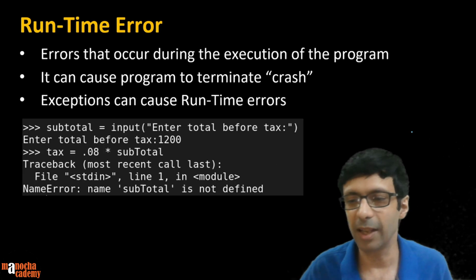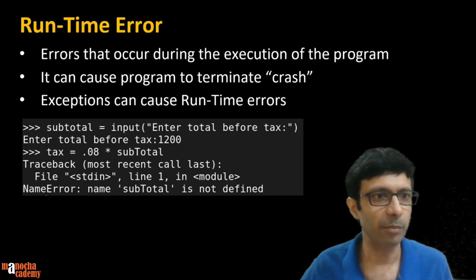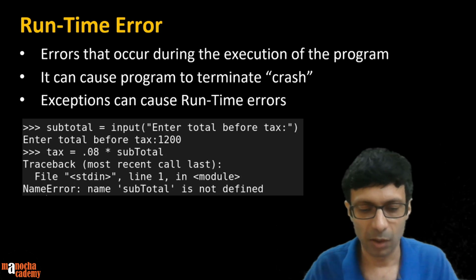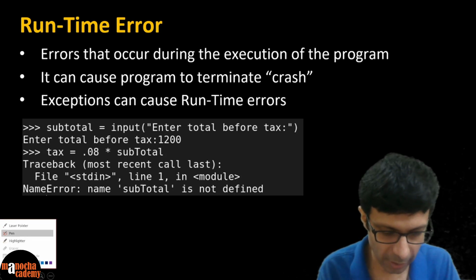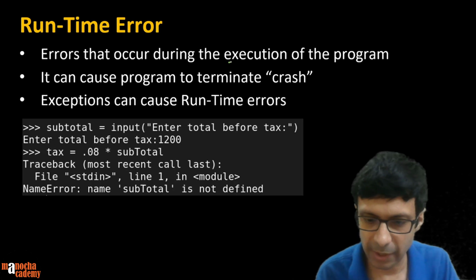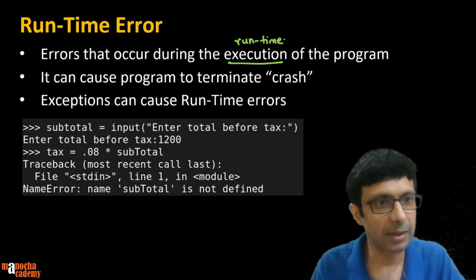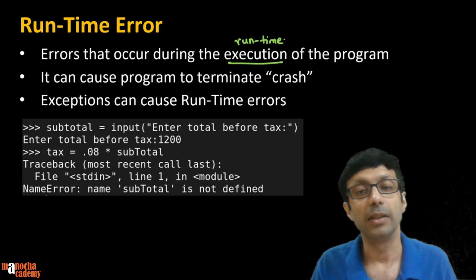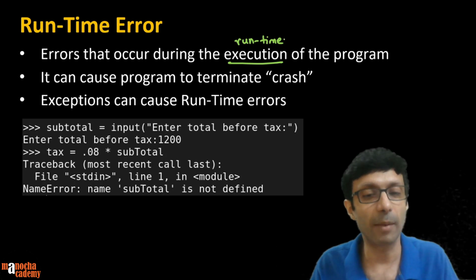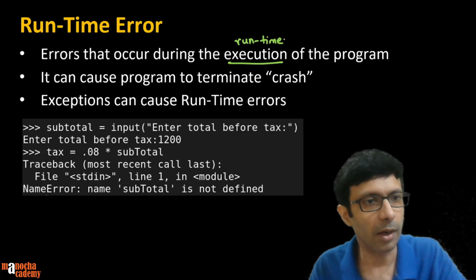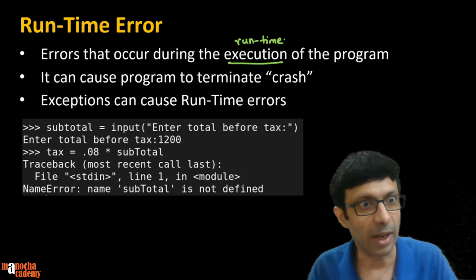And last is runtime error. What is the meaning of the word runtime? When the program runs. So runtime means when the program is being executed, when it is running. Execution of the program is called in computers runtime. So runtime errors actually happen during the runtime. It can cause the program to crash. Have you seen that? Sometimes you open some software, you're working on it, and suddenly it closes. So that is a runtime error.